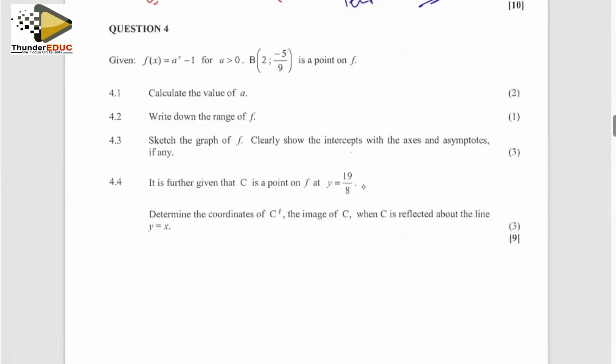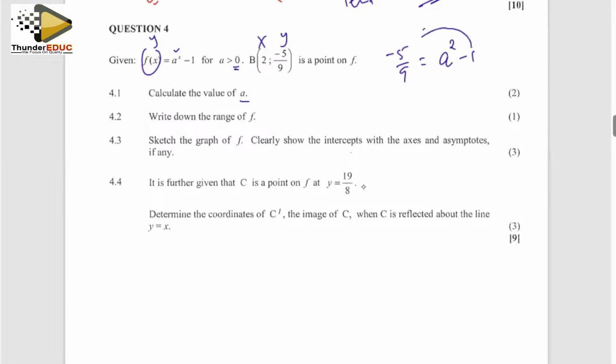Given that f of x is a to the x minus 1 for a is greater than 0, and 2 and negative 5 over 9 is a point on f, they want us to find the value of a. So since there's just one unknown, this 1 point is enough. Let's substitute. So that 2 is for x, and then the negative 5 over 9 is for y. So that's going to be negative 5 over 9. Remember, f of x is the same as y, is equal to a to the exponent of 2 minus 1.